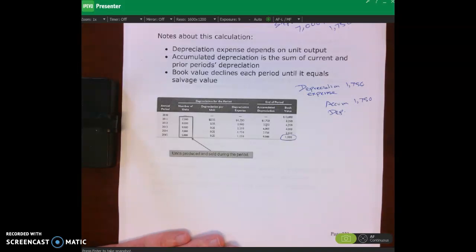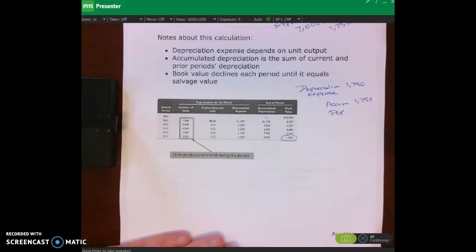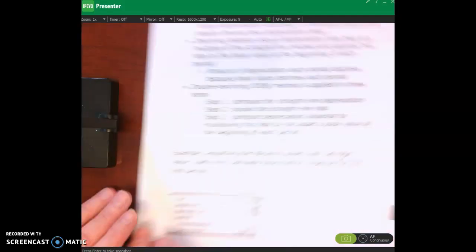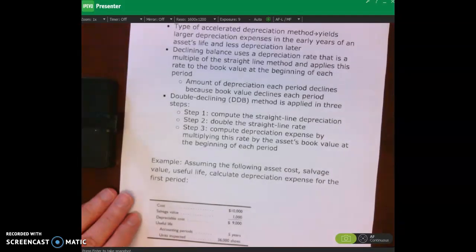So again, to recap, 2 steps for units of production. First one, calculate the depreciation expense per unit. The second step, multiply that depreciation expense per unit times the number of units during the accounting period, and then that gives you the depreciation expense. The journal entry is the same. Debit depreciation expense, credit accumulated depreciation. Okay? All right. So now let's look at the last method. Remember I said that there were 3.